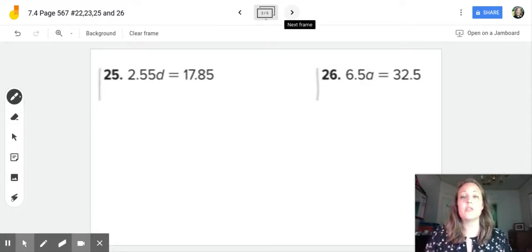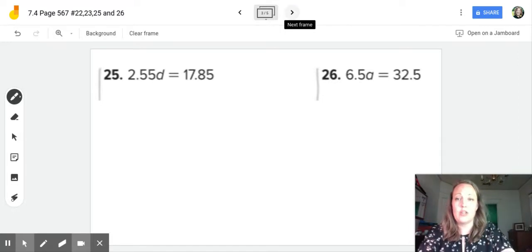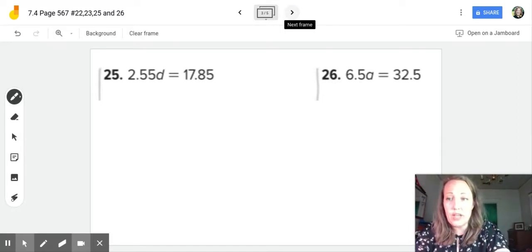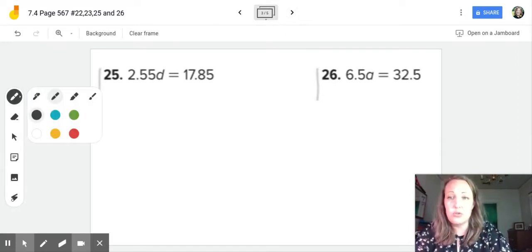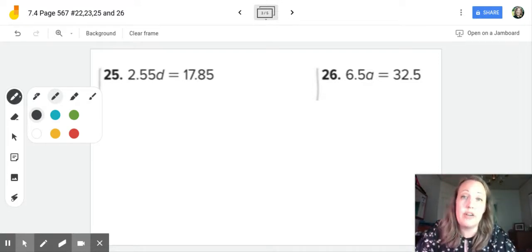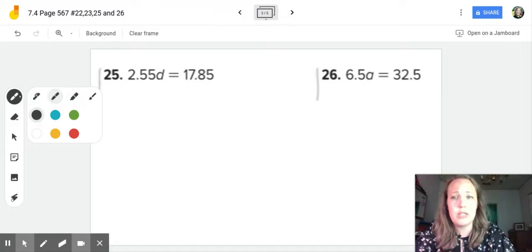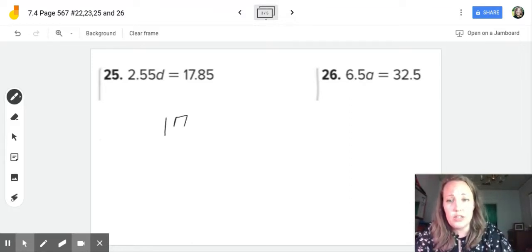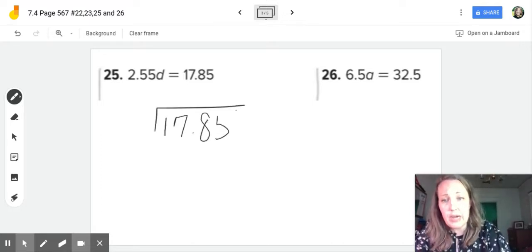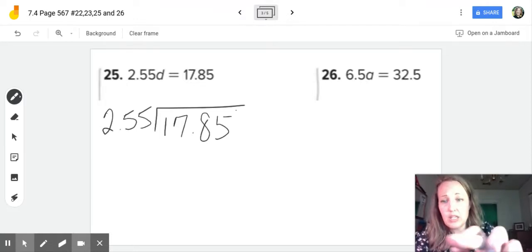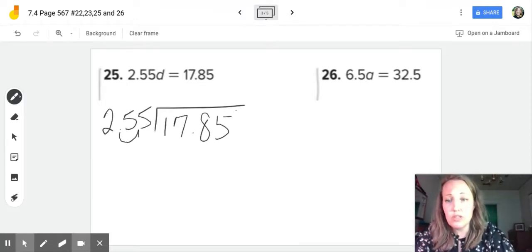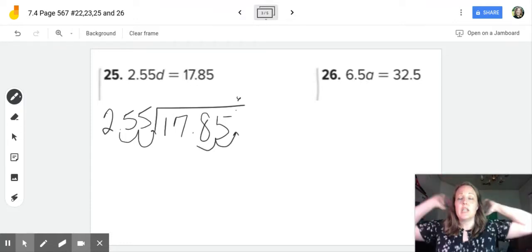Okay. We're going to use those inverse operations here. Now watch. We're going to divide both sides of this equation by 2 and 55 hundredths because we want to isolate the variable. We've been doing this a lot, so you're probably getting used to it. I'm going to then divide 17 and 85 hundredths by 2 and 55 hundredths. Now, to me, the algorithm says move this over twice, move this over twice, and we're going to push this up here, right?